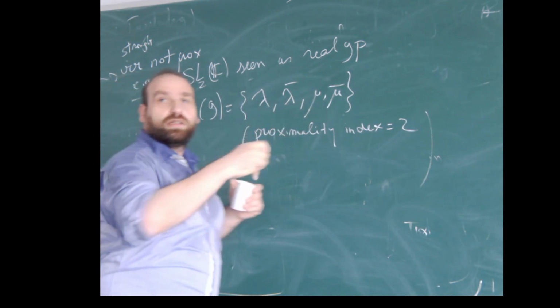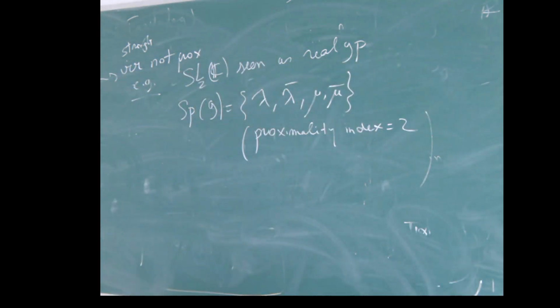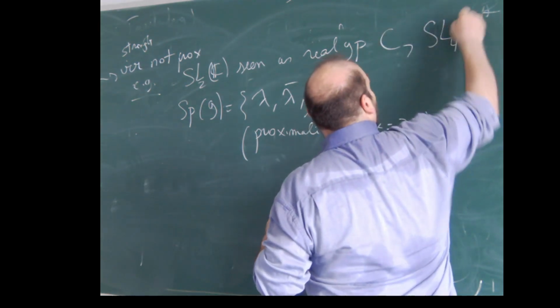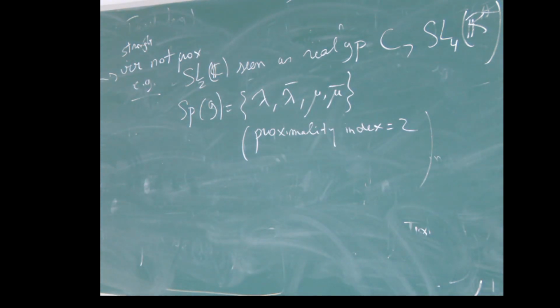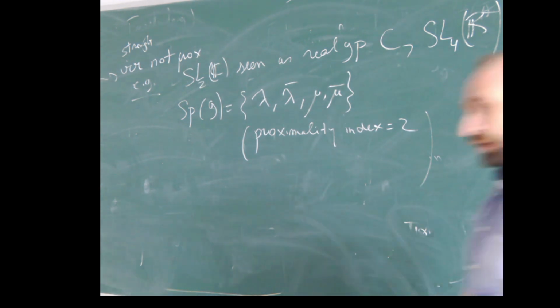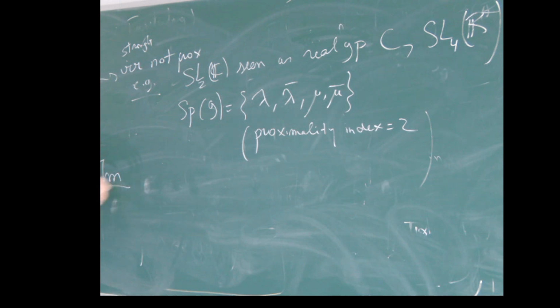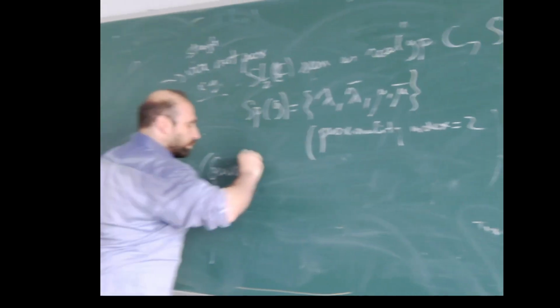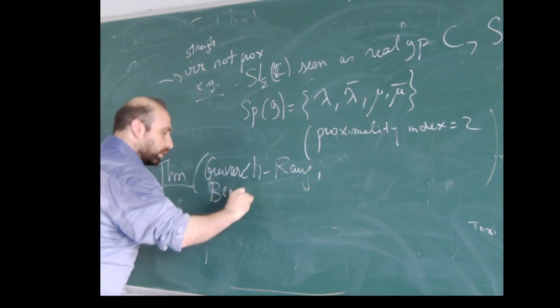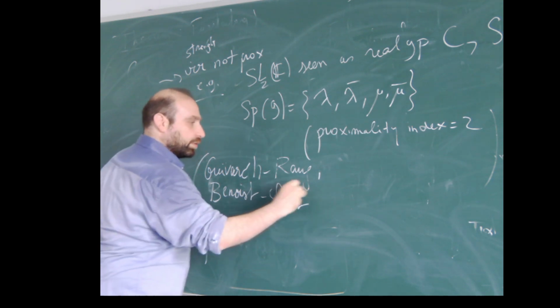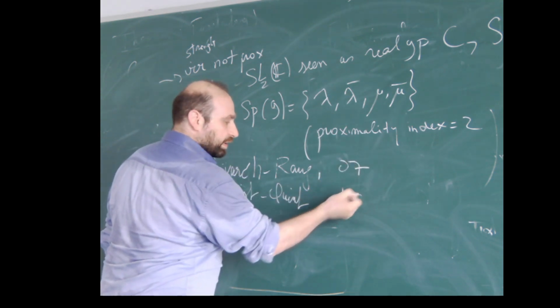Generically, lambda and mu have different modulus, but I'm always stuck with the first and second. It's a real group, so I embed it in SL4R. This was studied by Guivarc'h, Raugi, and revisited lately by Benoist, in 2007 and 2016.